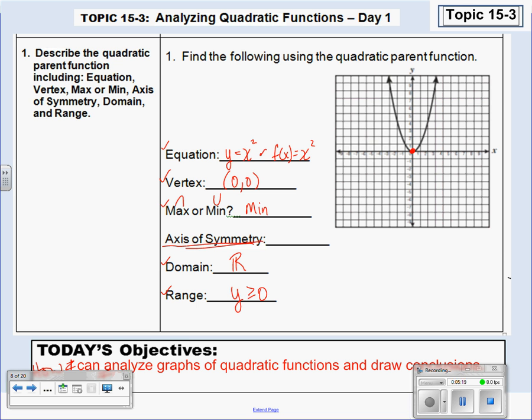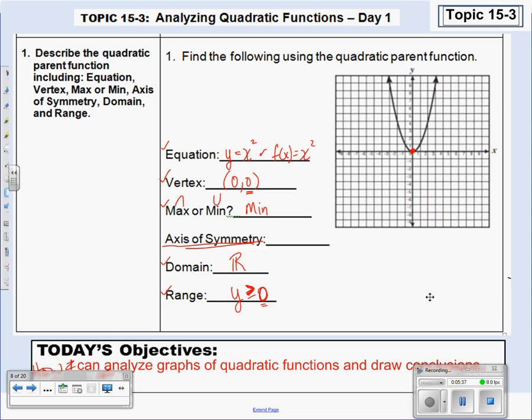That range depends upon the y-coordinate of your vertex. If the vertex is a minimum, then 0 is the lowest number it can be, so all the other y values must be bigger than the 0. Now let's talk about the axis of symmetry.